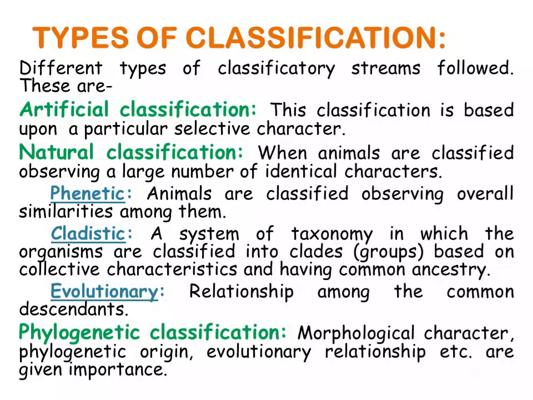Last is the phylogenetic type of classification. In this classification, morphological characters, phylogenetic origin, evolutionary relationship, etc. are given importance. Engler, Hutchinson, etc. proposed such type of classification system.